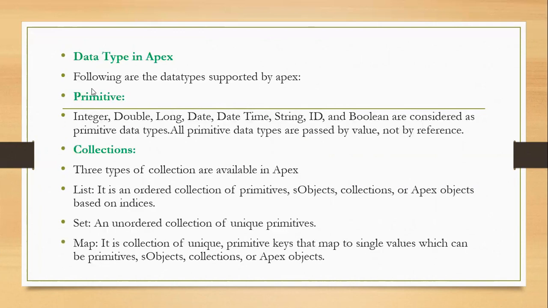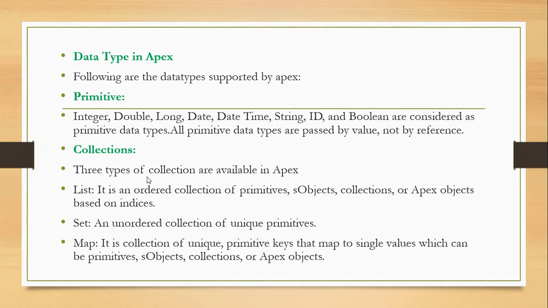Data types in Apex. Following are the data types supported by Apex. Primitive: integer, double, long, date and time, string, ID, and boolean are considered primitive data types. All the primitive data types are passed by value, not by reference.